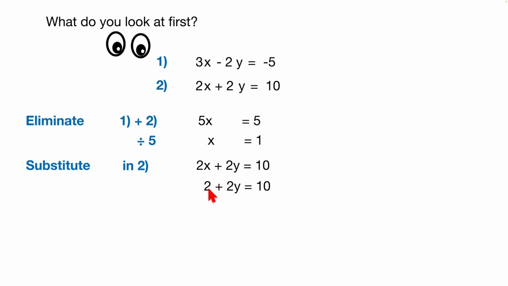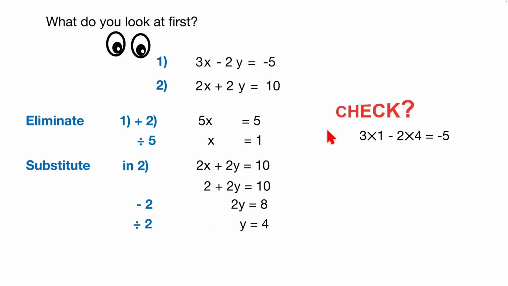I know this is 2 because I know x is equal to 1. 2 plus 2y equals 10. Minus 2 to get the y's on its own. Take 2 off both sides. 2y equals 8. Divide by 2. Y equals 4. So I have the answer. X equals 1 and y equals 4. And obviously I would check.